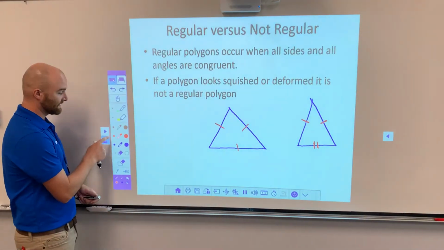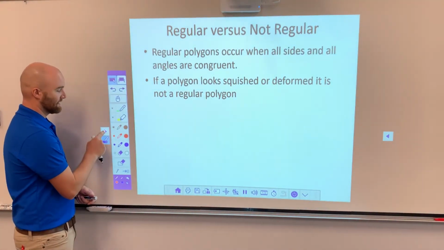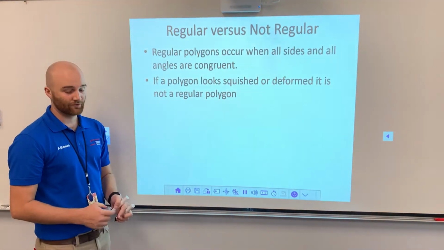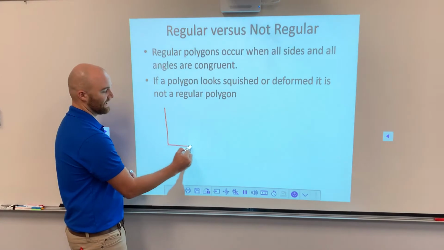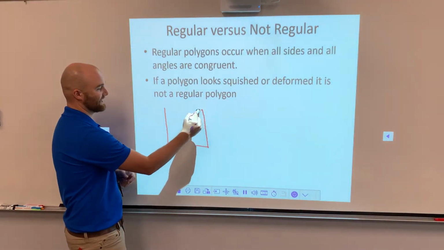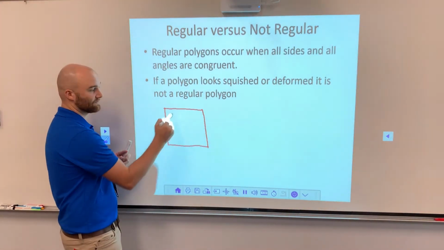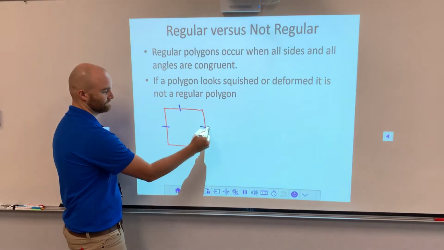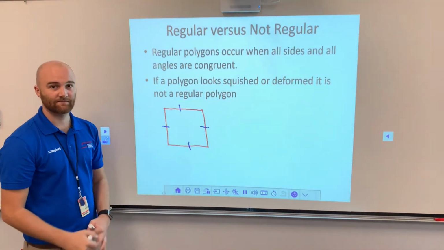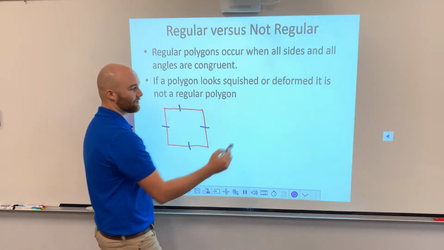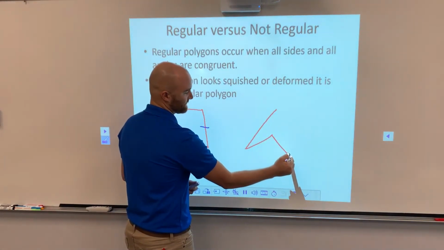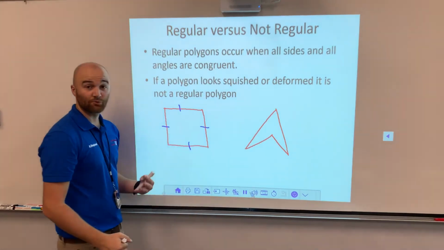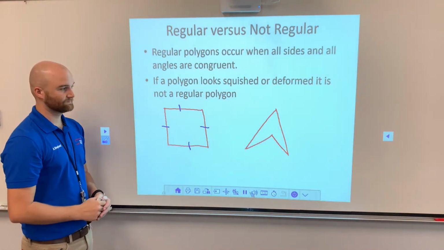So I'll draw a polygon here for you. I'm going to draw a quadrilateral. Now remember, a regular quadrilateral has all of its sides the exact same. It has those tick marks. All the sides are the exact same. I'm going to draw a quadrilateral for you, and you tell me if it's regular. Is this a regular quadrilateral?